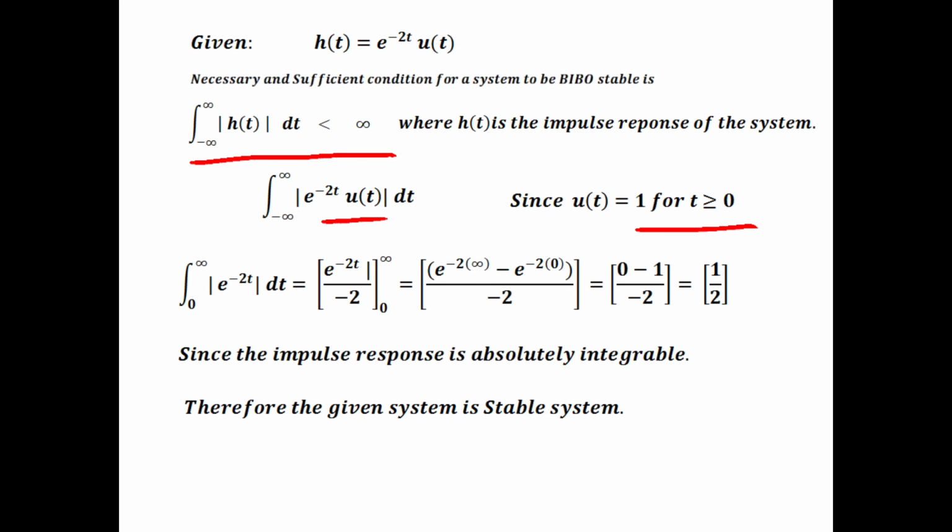You can change the limit as 0 to infinity, modulus of e power minus 2t dt, which is equal to e power minus 2t divided by minus 2, with limits 0 to infinity. So e power minus infinity, e power 0. e power minus infinity is 0. e power 0 is 1. We will get 1 by 2 as the answer, which is less than infinity. So the condition is satisfied. The value of the integral is less than infinity. Since the impulse response is absolutely integrable, the given system is a stable system.